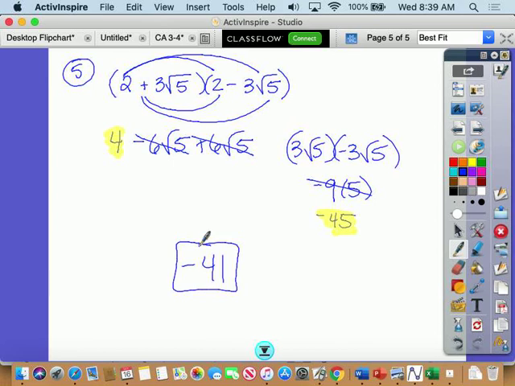Now there is a special name for this pair. Do you remember the special name for this pair? Conjugate. This is a conjugate pair. We have used conjugate pairs before to rationalize a denominator, whether you realize it or not. So let's rationalize a denominator.